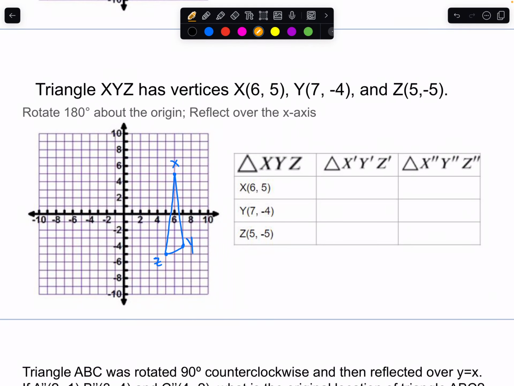For this one, we're rotating about the origin 180 degrees. The rule for 180-degree rotation is you're just going to do the opposite of x, opposite of y. So, if I already have both positive values, that means that this is going to turn into a negative 6 and a negative 5. For y, opposite of 7 is negative 7, and opposite of negative 4 is positive 4. And for z, opposite of 5 is negative 5, and opposite of negative 5 is positive 5.